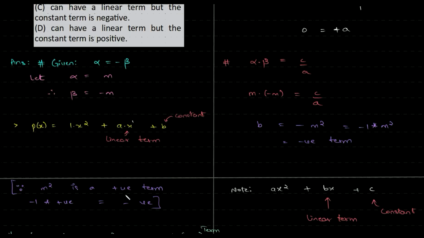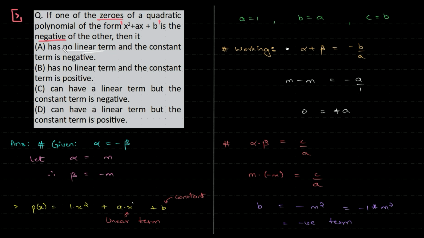Okay, now let's look at the options. There is no linear term. Yes, this is 0, so there is no linear term. That's true. And the constant term is negative. Well, that's our answer actually. There's no linear term and the constant term is positive: wrong. Can it have a linear term? No. Can it have a linear term? No. Right, guys? Clearly, you have the answer to be option A. Again, things became easy by doing this. So that is the trick.